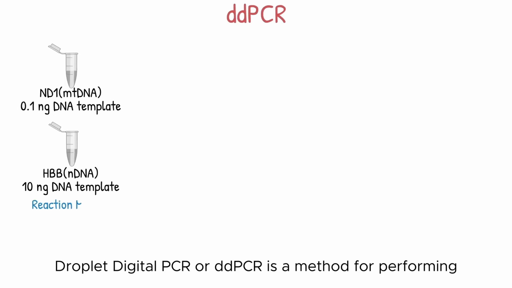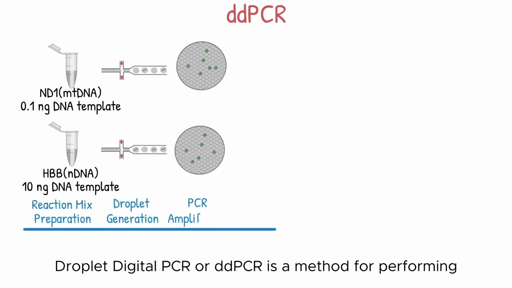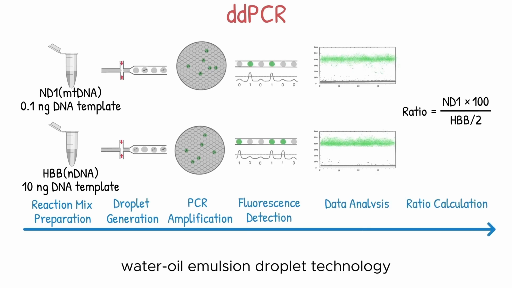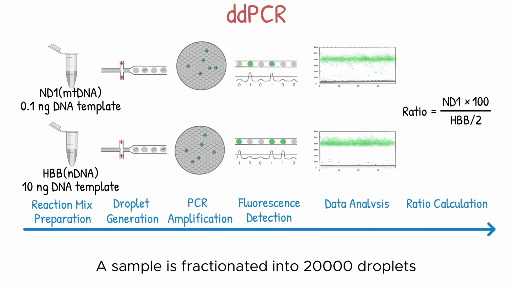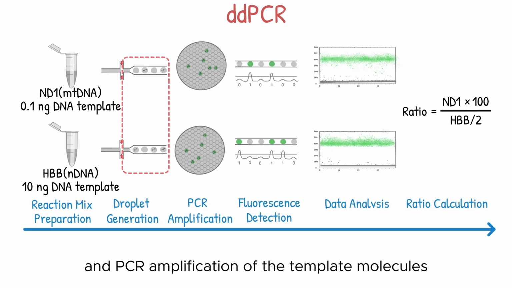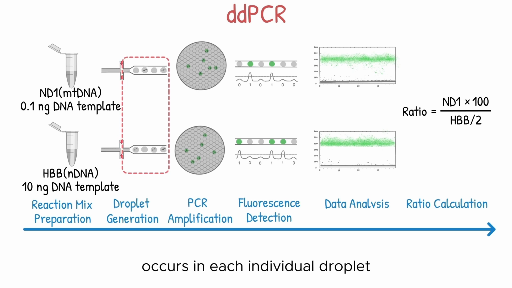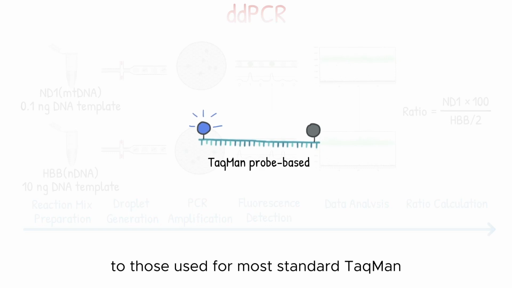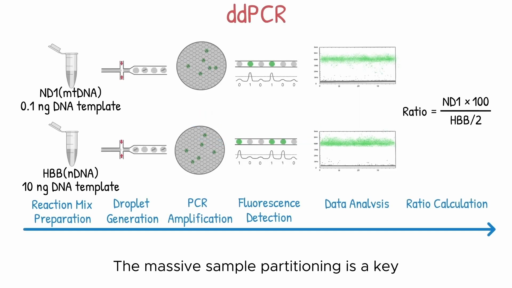Droplet digital PCR, or ddPCR, is a method for performing digital PCR that is based on water-oil emulsion droplet technology. A sample is fractionated into 20,000 droplets, and PCR amplification of the template molecules occurs in each individual droplet. ddPCR technology uses reagents and workflows similar to those used for most standard TaqMan probe-based assays. The massive sample partitioning is a key aspect of the ddPCR technique.